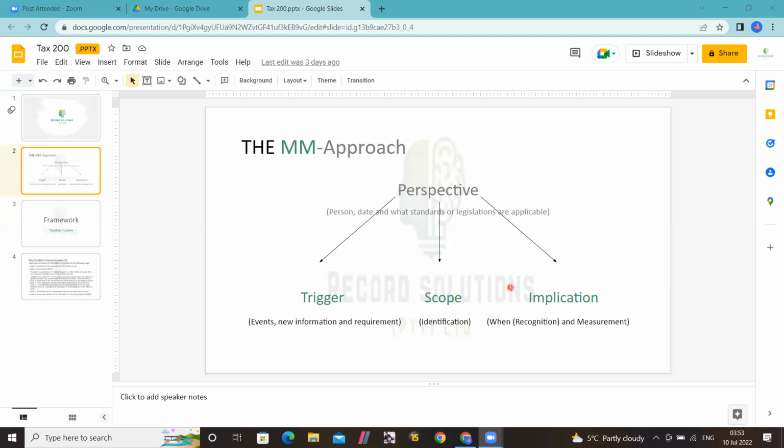This is the scope: that trigger will trigger certain sections that you have to use. And then as you read through the scenario, it'll give you more detail and confirm what the scope is. After you know the scope, all that's left is implication. And for implication purposes, it's always when. So when you should recognize that thing, that's very important. Time of supply is for VAT purposes, but also for income tax purposes it's very important to know when you actually account for something, right?